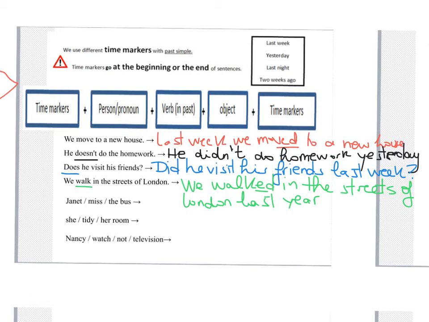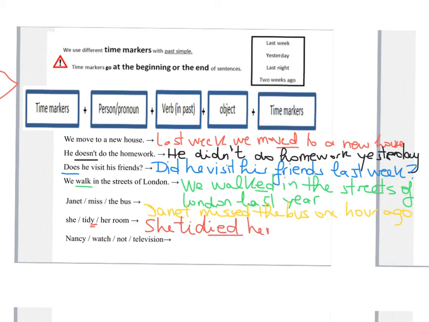Then Janet missed the bus. Janet missed the bus 1 hour ago, for example. 1 hour ago. She tidied her room. Remember, this ends in Y, so we change the Y into an I and we write ed, tidied her room yesterday.